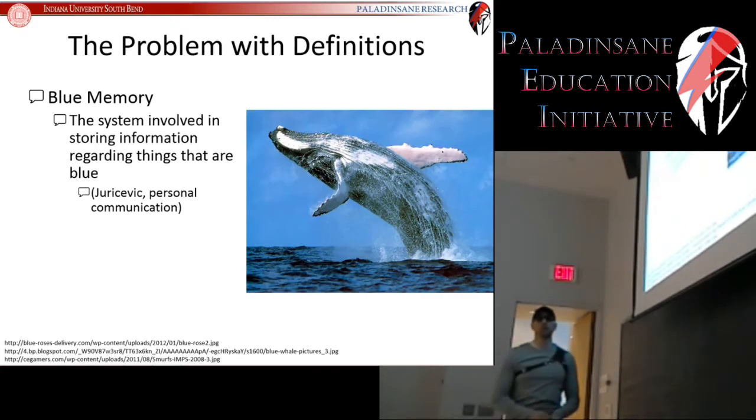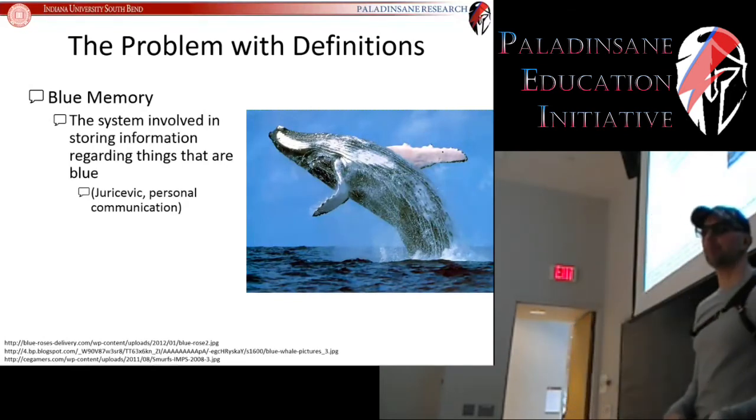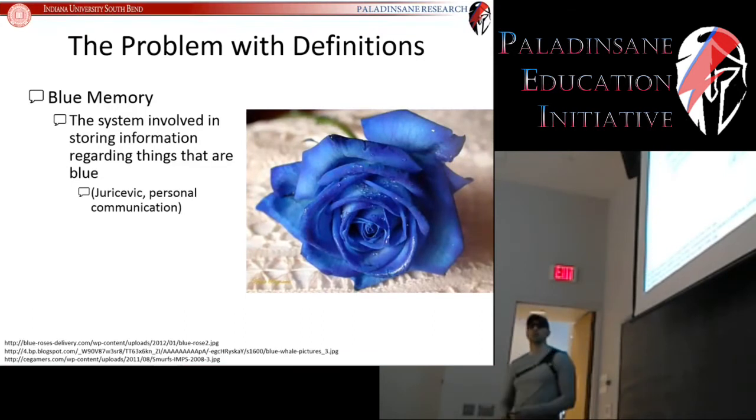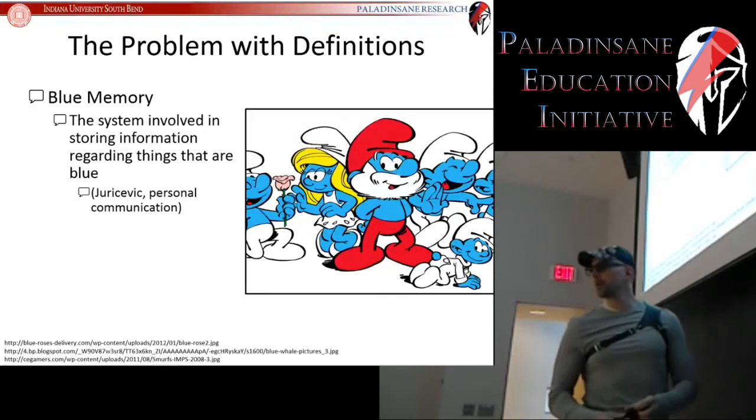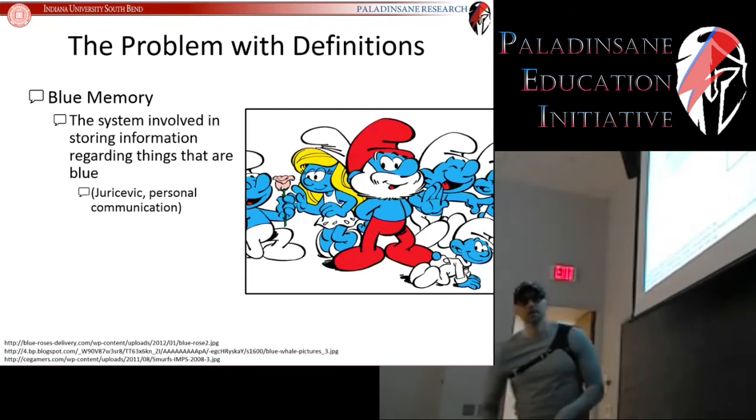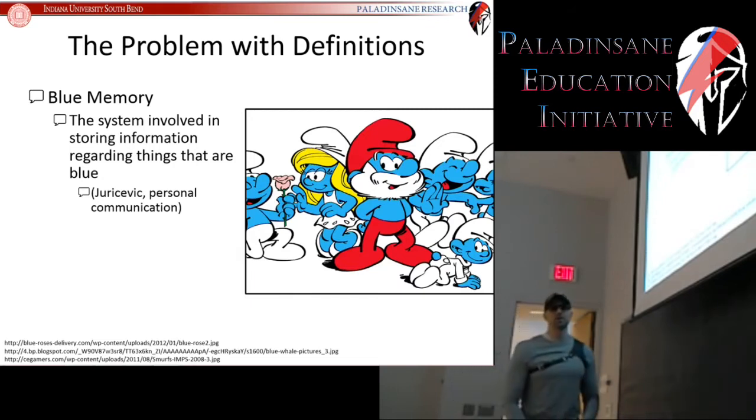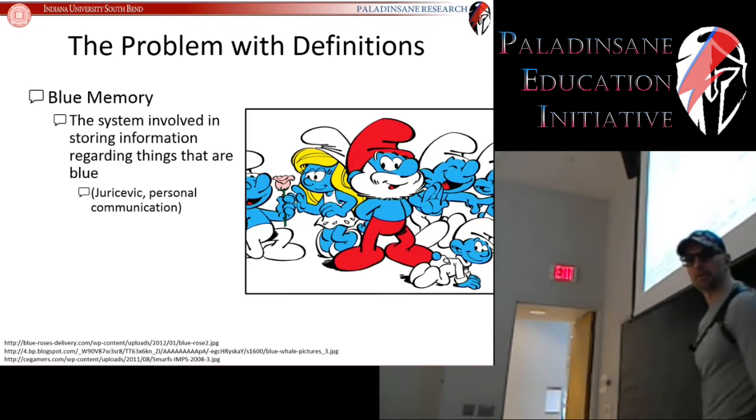So if you remember that animal is called a blue whale, then you are using your blue memory. And if you remember what a blue rose might look like, you're using your blue memory. And if you know what those characters are, you are using your blue memory. So the fact that you can remember blue things could possibly mean that you have a blue memory system, a system evolved for storing information specifically for blue things.